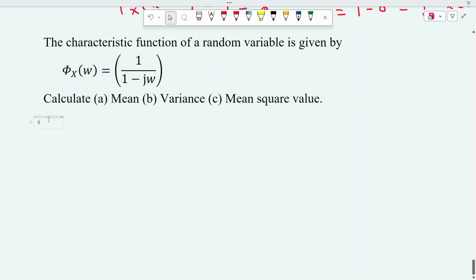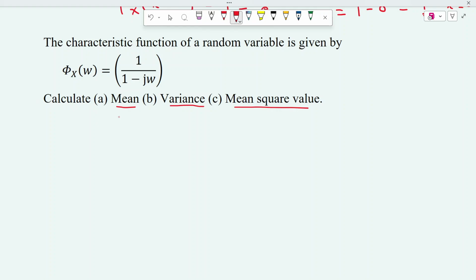Hello friends, welcome back. In this video we will see another interesting topic, that is, from the characteristic function how to find the mean value, mean square value and variance.